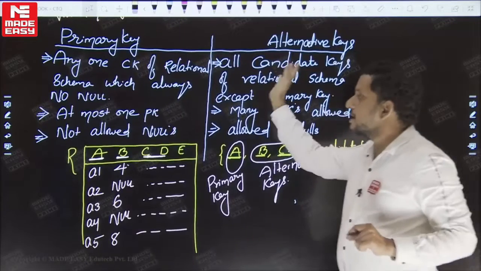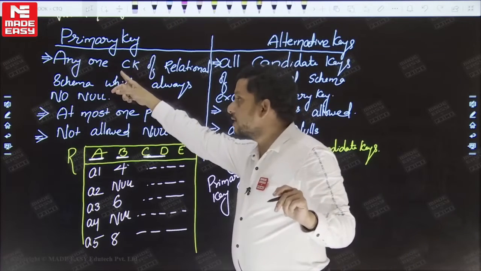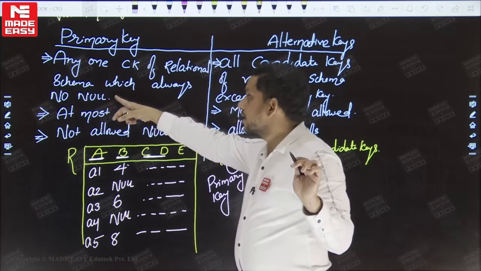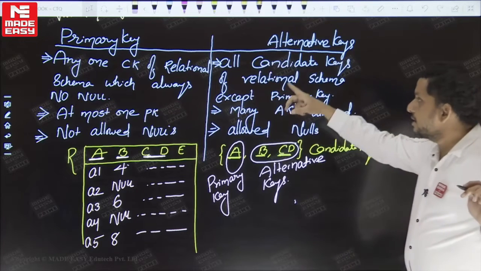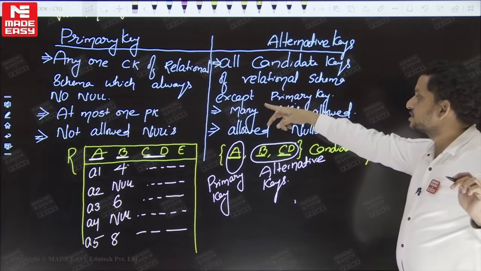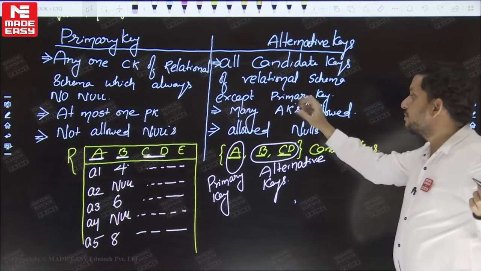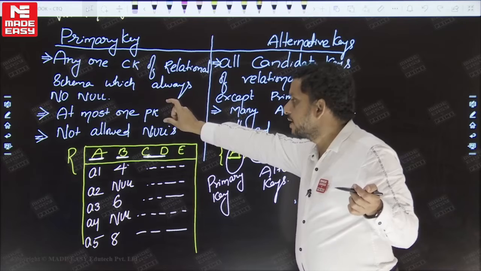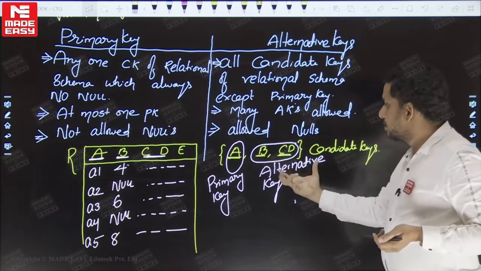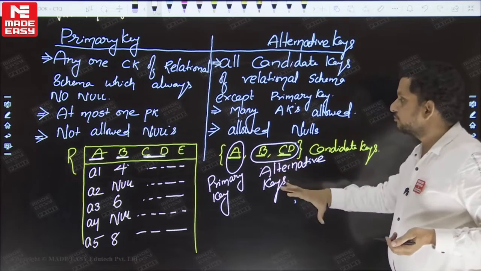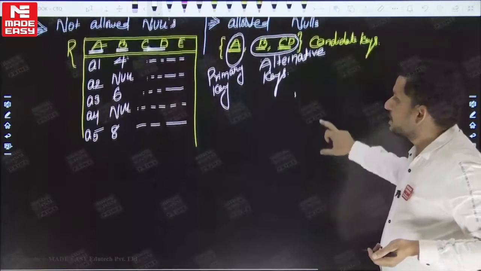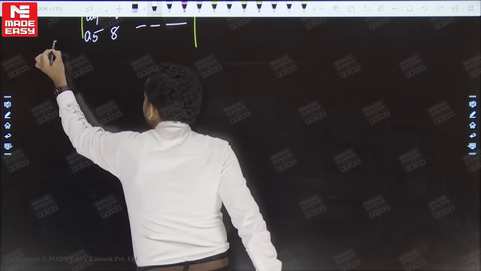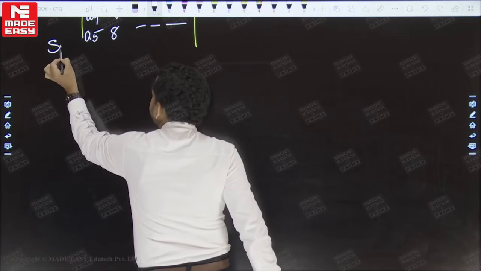And primary key and alternative key: any one candidate key whose field values are always not null is the primary key. All candidate keys of the relational schema except the primary key are alternative keys. So for any relational schema, at most one primary key is allowed, but alternative keys can be many. So this is about the candidate key definition. And the next thing to solve our problem is super key.